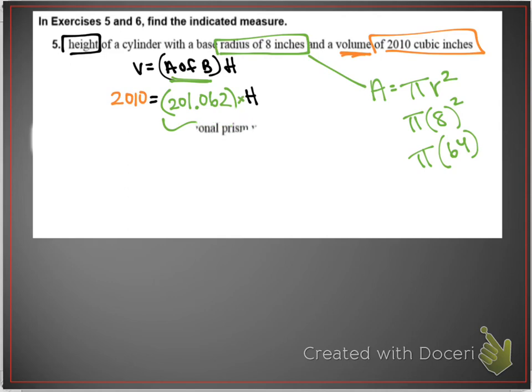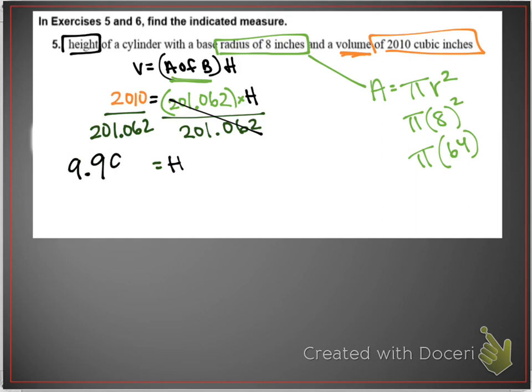So the opposite of that is dividing. So the height is being multiplied by 201.062. We're going to divide both sides by 201.062. So all that is left on the right side is the height, and when we divide that, you get 9.9969, which is really going to round up to 9.99.